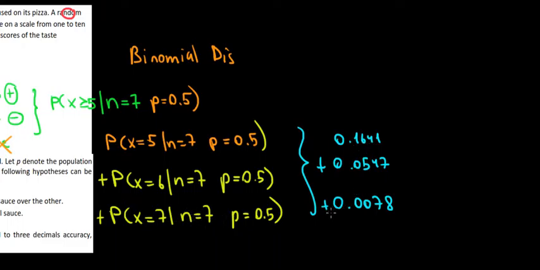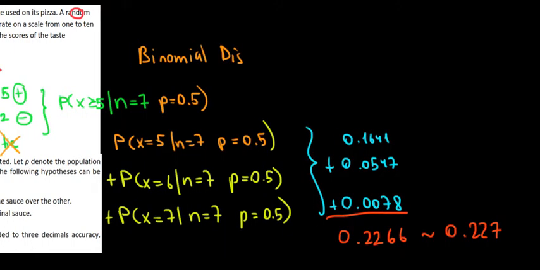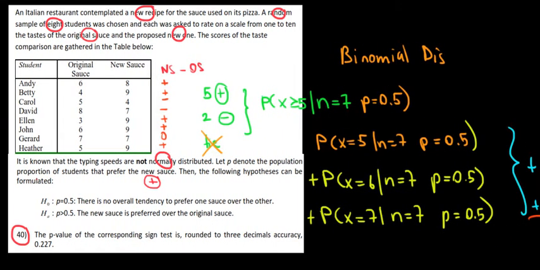Now, if we add up all these probabilities, we would end up with 0.2266, and if we estimate, that's 0.227. And if we have a look, the answer key says that the p-value, the probability that we just calculated of this sign test, is 0.227, and that's what we saw. So the answer is true, and we are done.